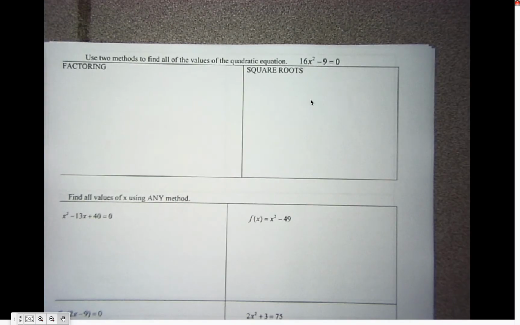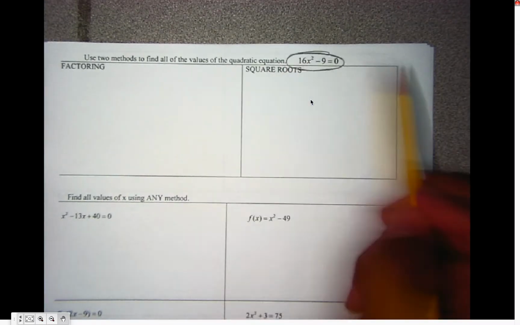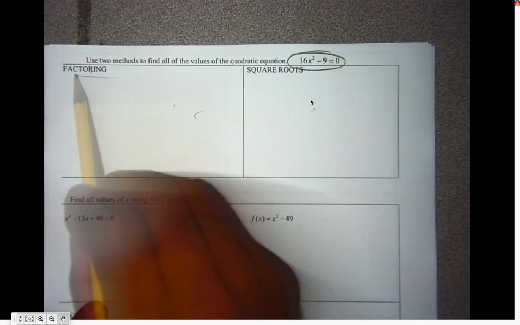All right, so page 2. Okay, so you're going to take this problem again. You're going to do it twice, just like the last page. Okay, first we're going to factor it, and then we're going to do square roots.